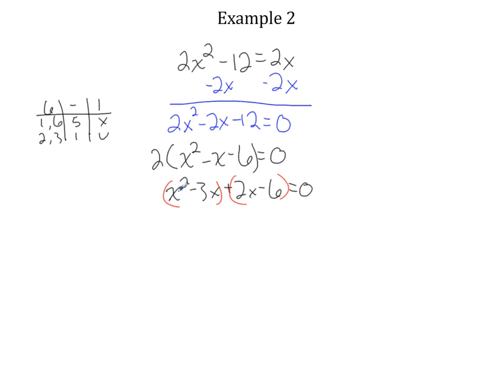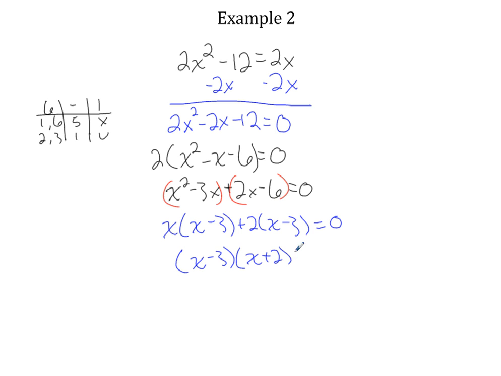All right, the GCF of x squared and negative 3x is x, so I get x minus 3. The GCF of 2x and 6 is 2, so I say plus 2, and I get x minus 3. So once again, stuff inside the parentheses is the same, so I factor it out, so I get x minus 3 times x plus 2 is equal to 0.